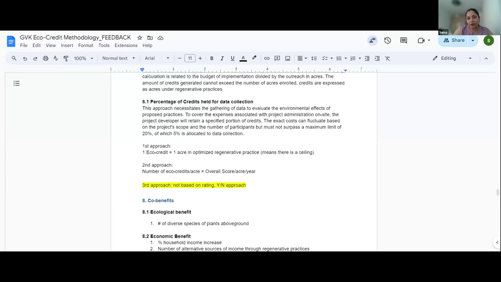Just wanted to hear your thoughts on which approach seems more suitable for this context, or does justice to the whole concept of eco credit. Sana, please add if I have missed something.